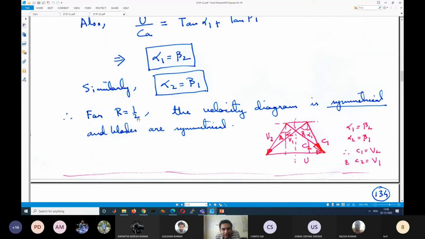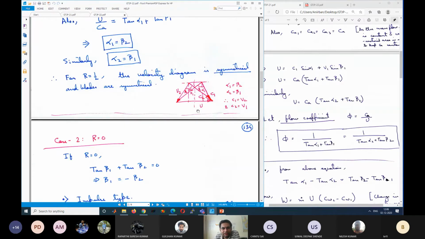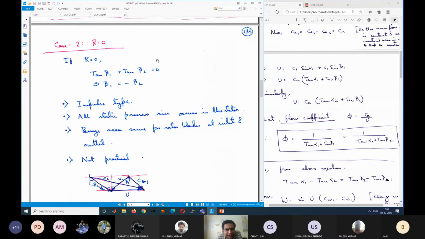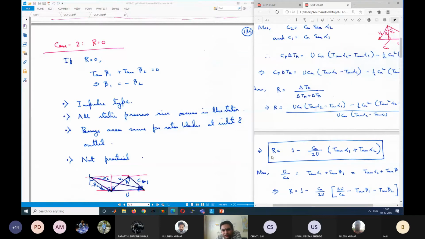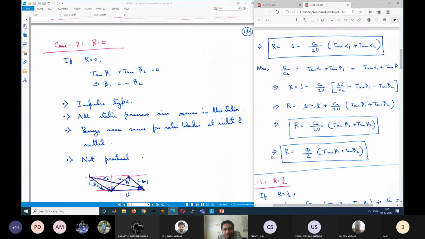For R equal to half, this is the most useful case because the burden of diffusion means you are going against the pressure gradient. So you want the diffusion to be as little as possible in both the rotor and stator. Here it is equally divided and this is the optimal case. In any other case, one of the parts, either rotor or stator, will have larger diffusion and larger losses. But still, for the sake of completeness, let us see the two other limiting cases, which are useless cases, but still we will see. R equal to 0 and R equal to 1.